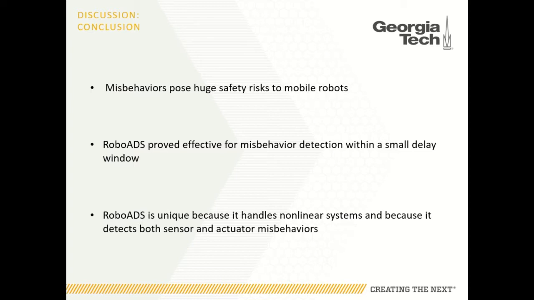In closing, misbehavior poses huge safety risk to mobile robots. RoboADS did prove effective for misbehavior detection within a small delay window. However, they only use 2 robots. They need a much larger sample size in order to find statistical significance, but also it's a very challenging field to find statistical significance because of the variance in operations for robots. But the RoboADS system is unique because it handles nonlinear systems and because it can detect both sensor and actuator misbehaviors.